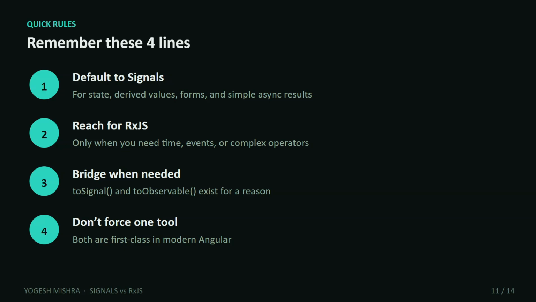Third, bridge the two worlds freely. Use toSignal and toObservable whenever it makes sense. Fourth, never force yourself to use only one tool. Both signals and RxJS are first class citizens in modern Angular, and the best code bases use each of them where they fit naturally.